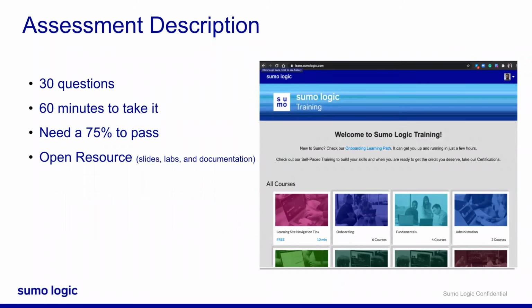The exam is going to have 30 questions. It might be closer to 25 now, but about 30 questions. You're going to have 60 minutes to take it. That's a lot of time. You're not going to need all that time, so you have it allocated to you, but you won't use it. You need 75 to pass. Now, it's an open resource exam, meaning you can use Google, documentation, the labs, and Sumo Logic itself. Intentionally so.